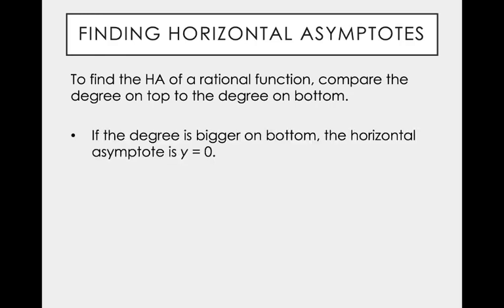If the degree is bigger on bottom, then the horizontal asymptote is going to be y equals 0. So it wouldn't matter if it was x squared and some stuff over x to the third, or if it was x squared and x to the 153rd. If the degree on bottom is bigger than the degree on top, then the horizontal asymptote will be y equals 0.